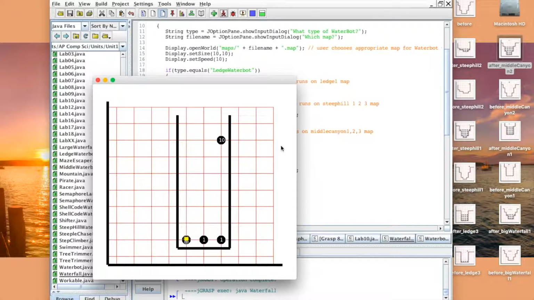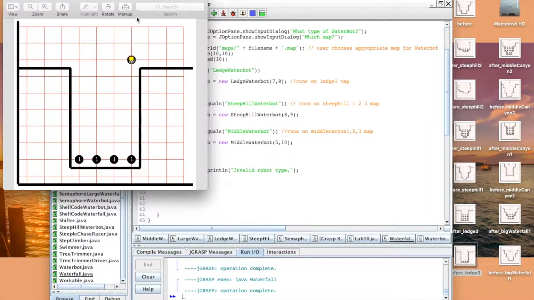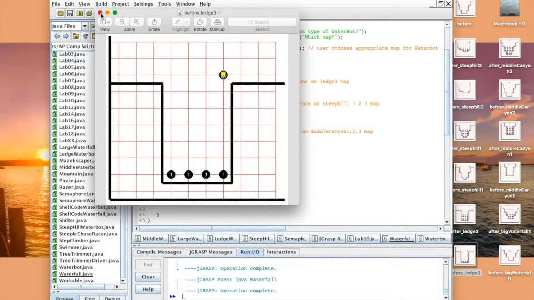Eventually, if facing west and there's a wall in front, it means that it has hit a wall and the whole row below is filled. So it turns east and walks all the way back to the wall and places a beeper to start a new row. Because of time constraints, I couldn't show you all the maps, so I just showed a screenshot of the before and after.